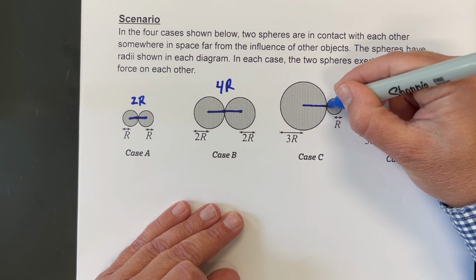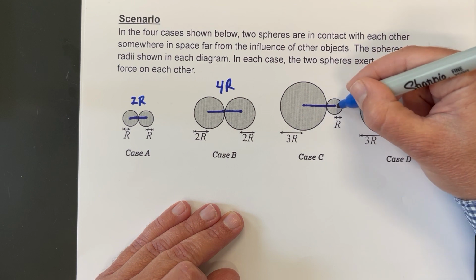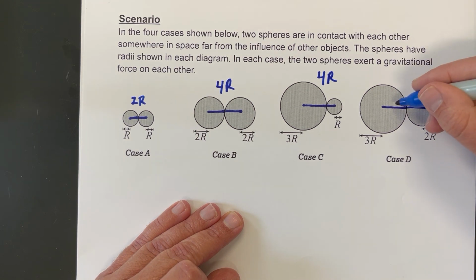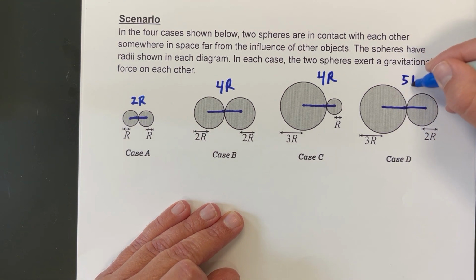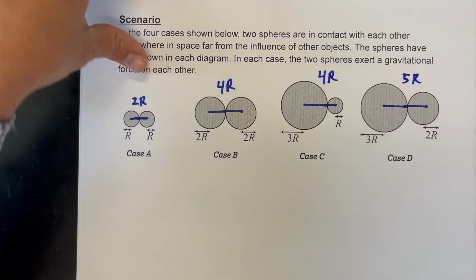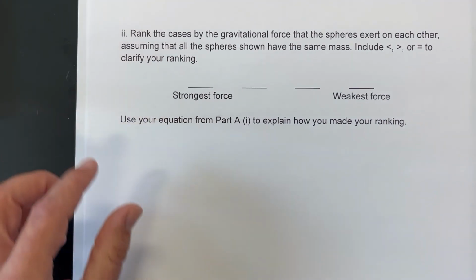Here we go 3R and then R to get from one center to the other. So this distance is also 4R. And then here we go 3R and then 2R to get from one center to the other. So this distance between their centers is 5R. So we'll sort of keep that in mind now when we go to rank the different strengths here.